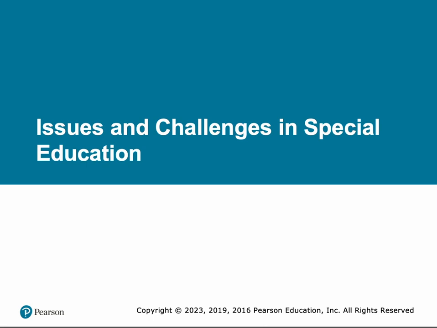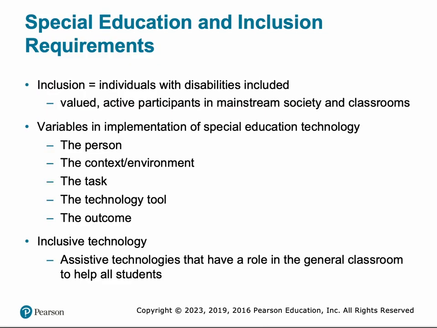So, there are some issues and challenges associated with special education. First of which is what we call inclusion. This is where individuals with disabilities are included. This could be a broad idea, but it gets very specific here. Not only are they included, meaning they're part of, they are also valued. They are active participants in not only society, but in our classrooms. They're not just swept under the rug. These are students that take part and are active in our classrooms, and we value that participation as teachers. We want to see them succeed.